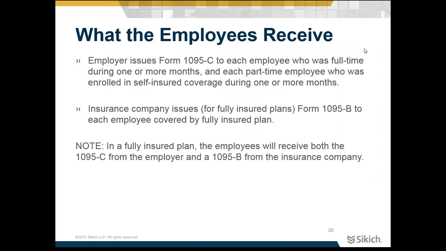Okay, so what does the employee receive when these forms are filed? The employer is going to prepare Form 1095-C for each employee who was full-time during 1 or more months of the year, and for each part-time employee who was enrolled in coverage during 1 or more months of the year. If you have a fully insured plan, then the insurance company is also going to issue a Form 1095-B to the employee. Your employees will actually get 2 different forms that they'll get to take to their accountant in early 2016 and say, I don't have a clue what to do with this, what do I do with this?